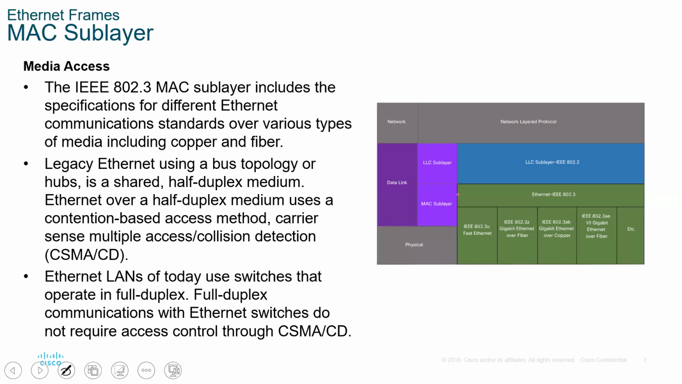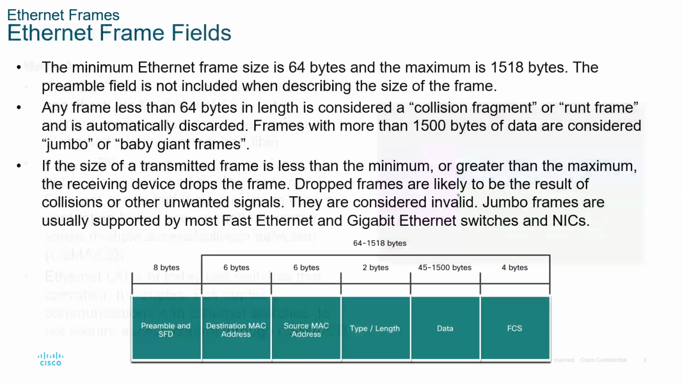So the legacy Ethernet using a bus topology or hub is a shared half duplex medium. Ethernet over a half duplex medium uses a contention-based access method, Carrier Sense Multiple Access with Collision Detect. It uses that. And then additionally, the Ethernet LAN of today uses switches that operate in full duplex mode. All right. And when we say full duplex, we're talking about communication with the Ethernet switches as they do transmission and receiving at the same time.